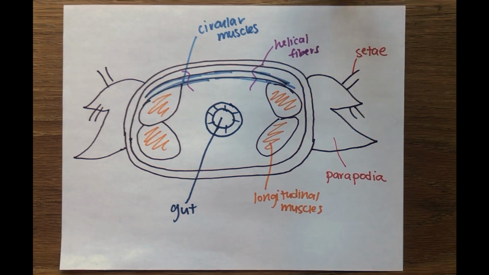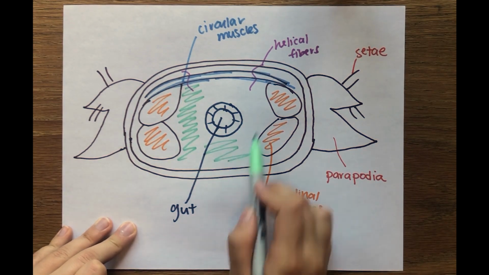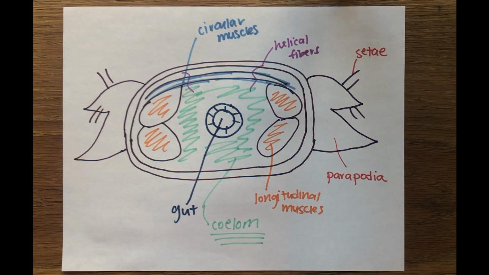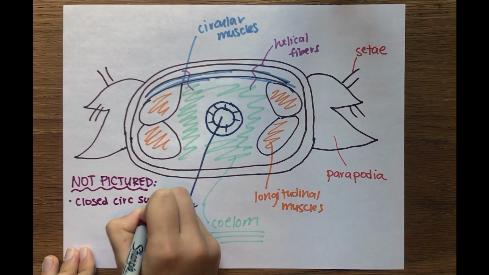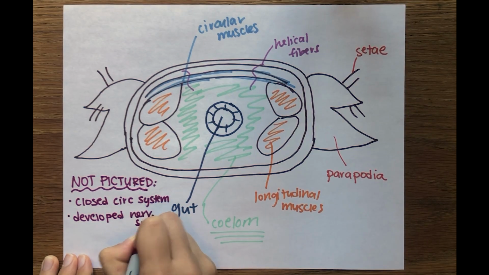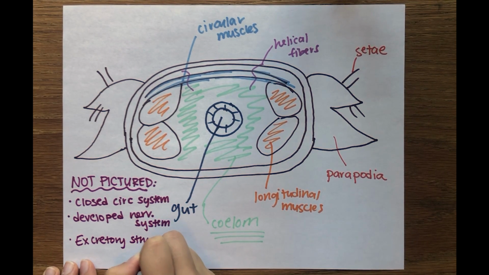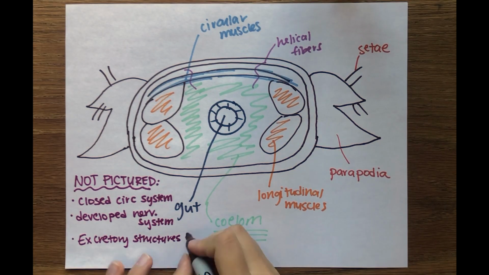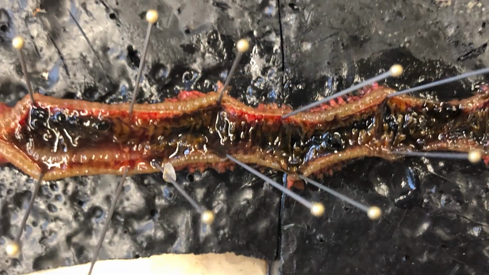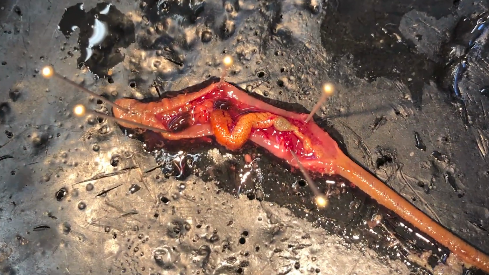Additionally, each segment has a coelom, which is an incompressible fluid that works with the muscles to work as a hydrostatic skeleton. Each segment also contains a closed circulatory system, a developed nervous system, and excretory system. So there's really a lot going on in each little segment of a polychaete. Here you can see the insides of a Nereid and an Arenicola.